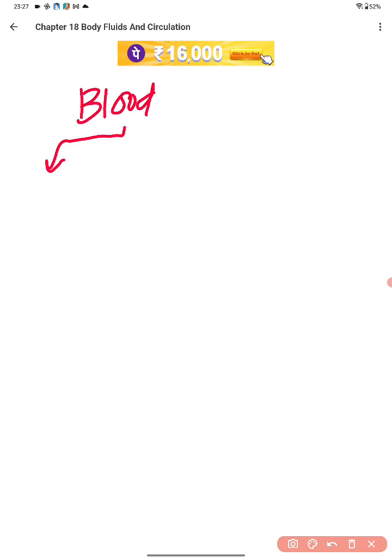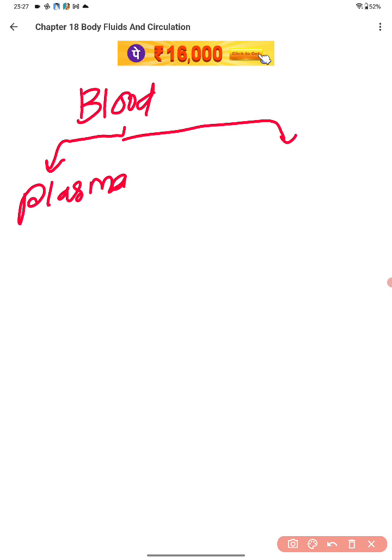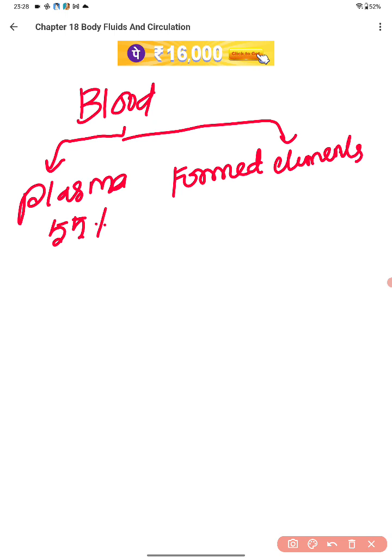So you have blood. In blood you have two components. Okay, you have plasma, which is how much? 55%. 55% is your plasma, and your formed elements are how much? 45%.